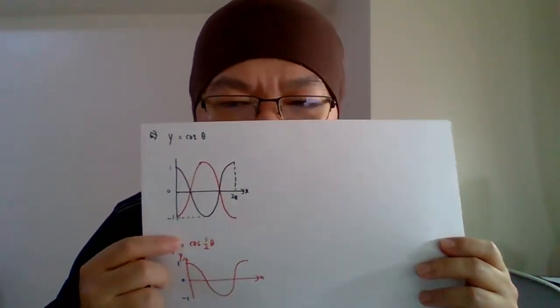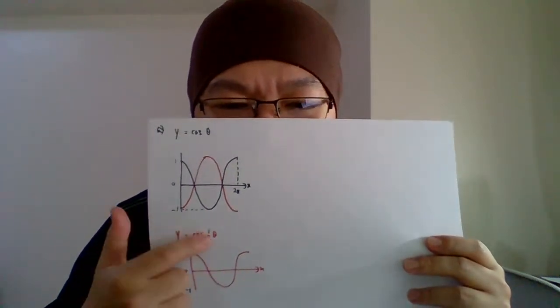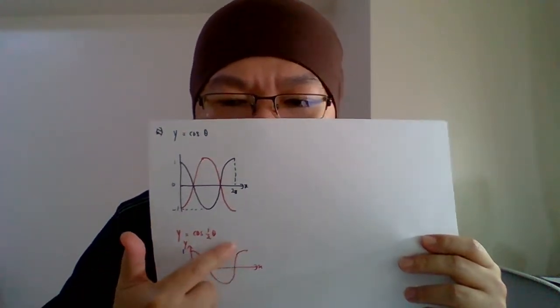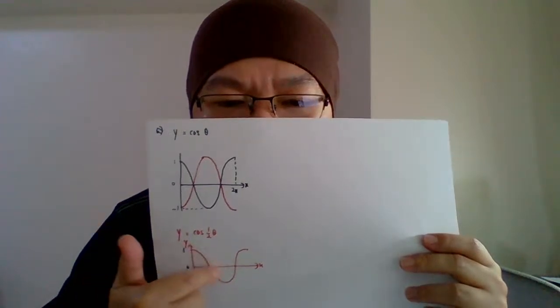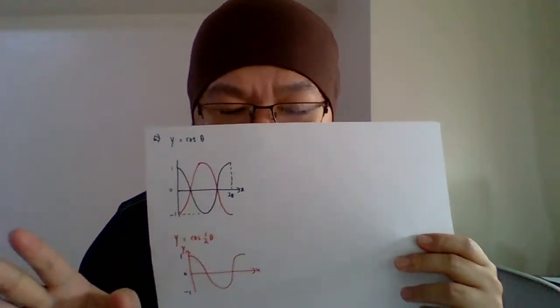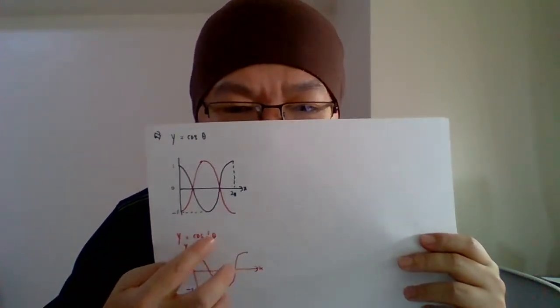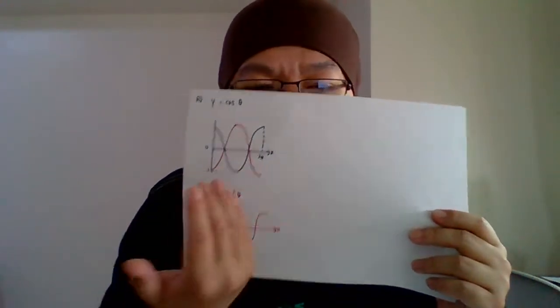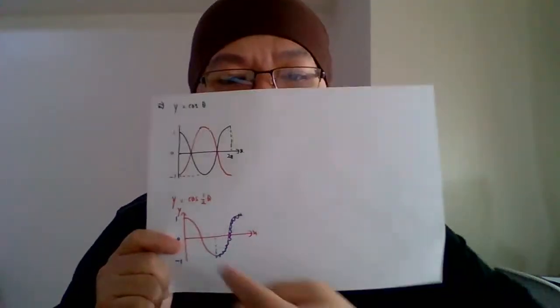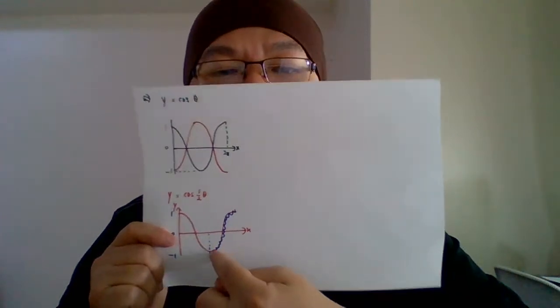But I told you, look at the basic cos theta. This is the graph of cos theta, the full cos theta. Now we are talking about half theta. So what happened to the graph? It will be cut half. So kat mana graph dia sebenarnya? The graph until this point. The graph will be stopped until here.